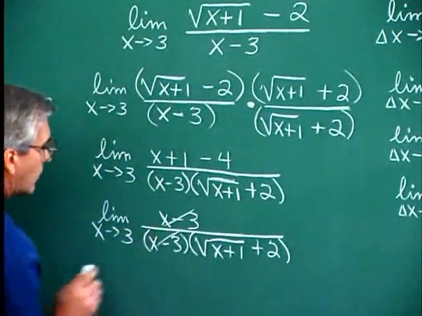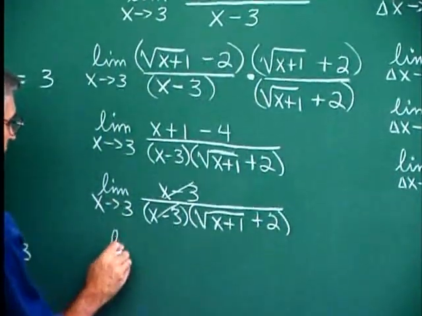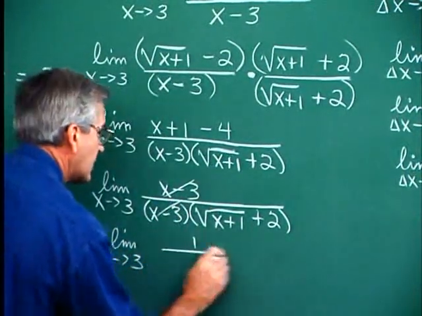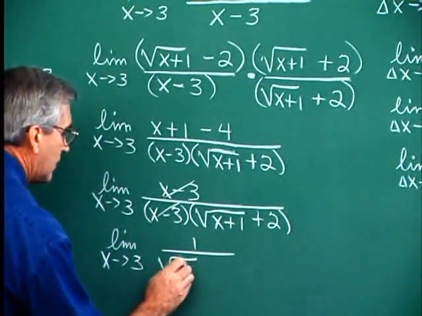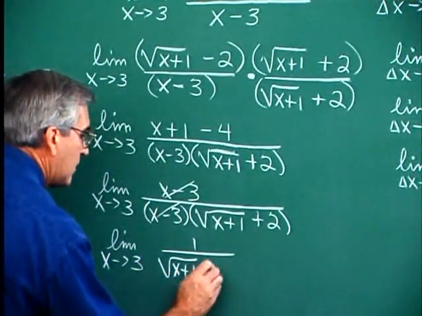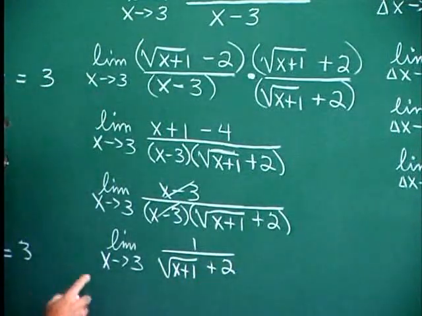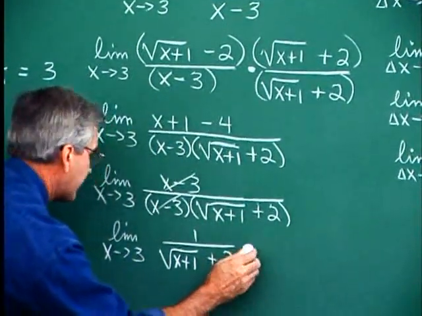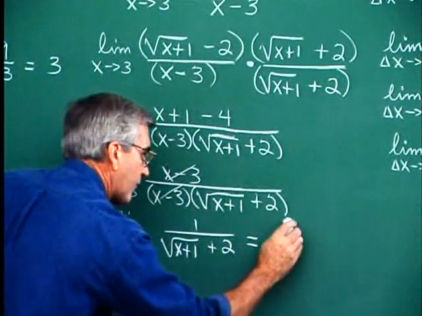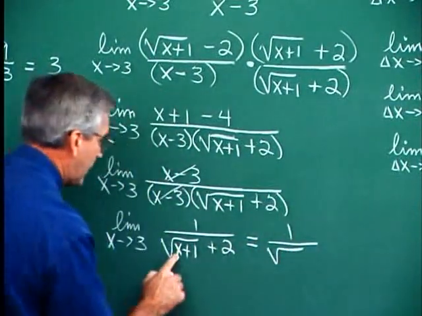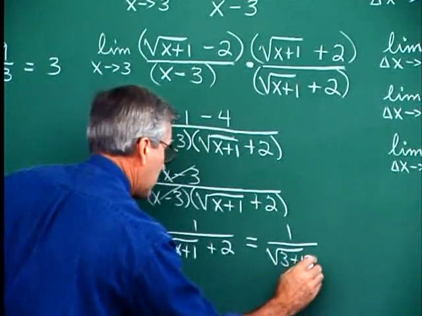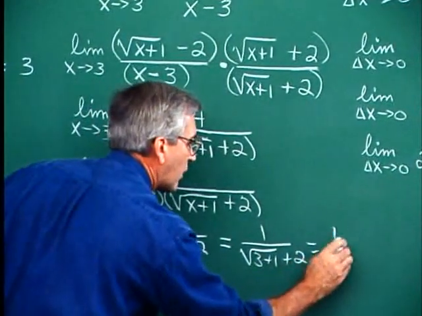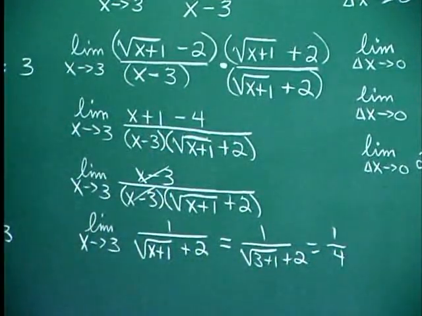So here, we're canceling, and we have then the limit as x approaches 3 of all of this stuff. Now, by direct substitution, replace x with 3 in here, and this becomes 3 plus 1, or 4, the square root of 4 is 2, 2 plus 2 is 4, so this is 1/4. So that limit then turns out to be 1/4.